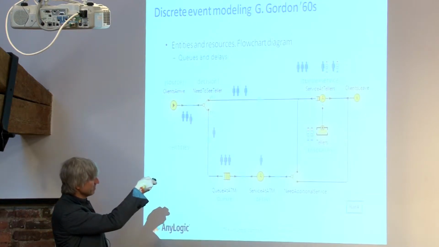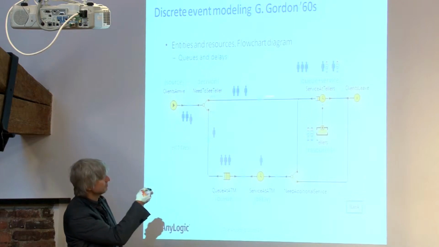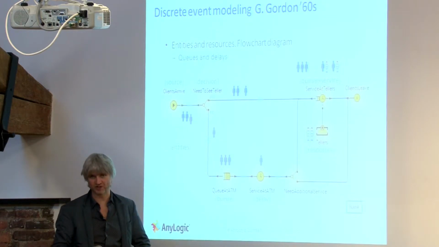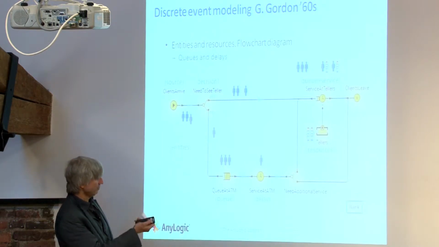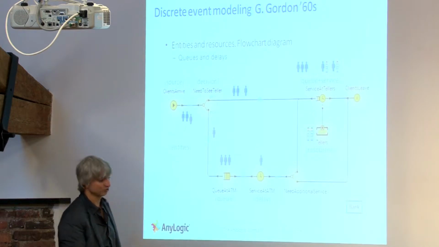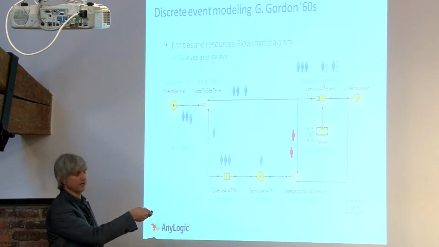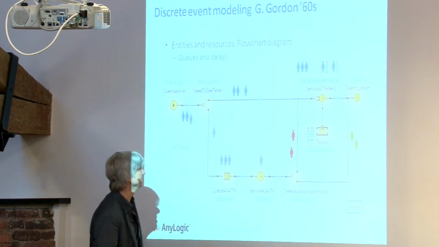Tellers who are helping people are considered in that kind of language and methodology a resource. So entities are people who flow through the process, and tellers are resources that are shared by entities, or let's say, seized and released by entities. And obviously, the more tellers there are, the shorter the queues will be. So again, delay and queue, but this delay is associated with using a resource. And then maybe another decision block. Those people who have been to the ATM may join the teller lines. Otherwise, people just leave the bank, go away.